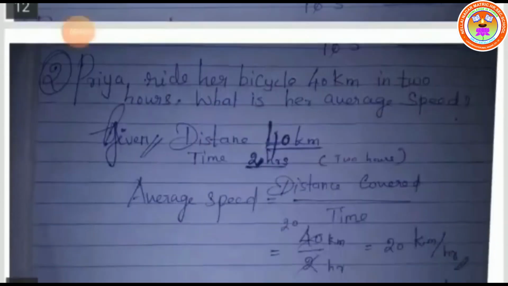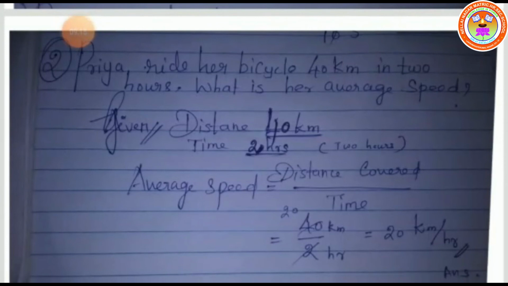Next, Priya rode her bicycle 40 km in 2 hours. What is her average speed? We can apply the formula here. Average speed is equal to distance covered by time. So the distance is 40 km, the time is 2. So the answer is 20 km per hour.